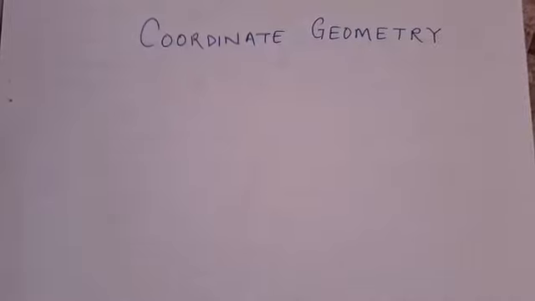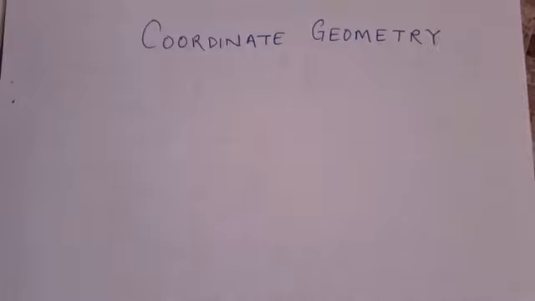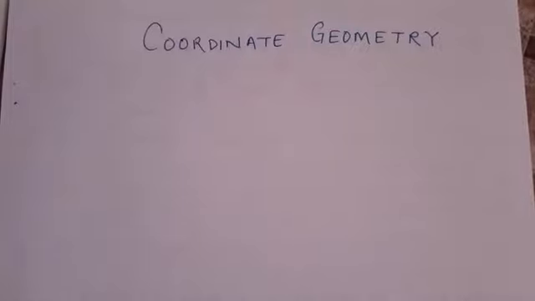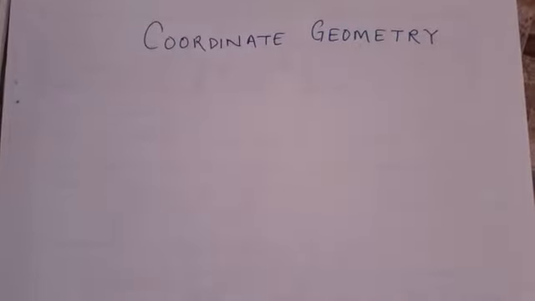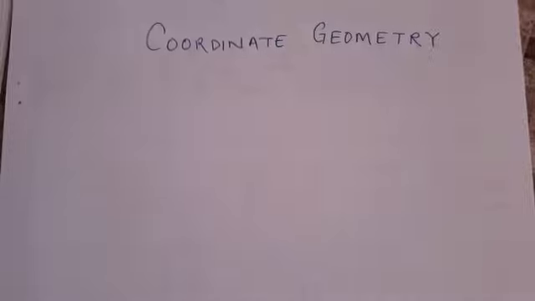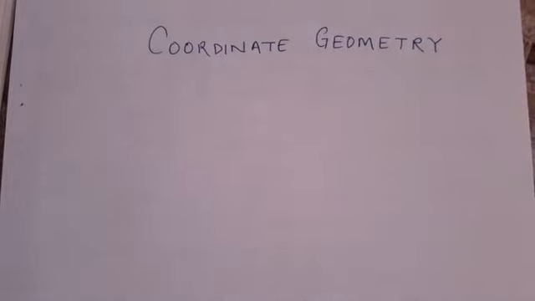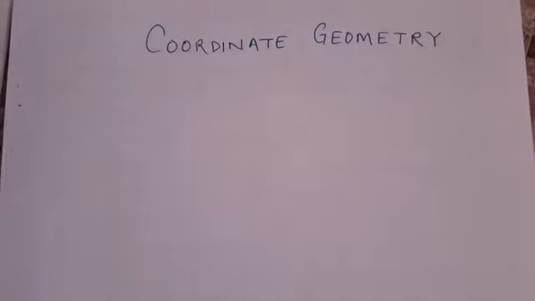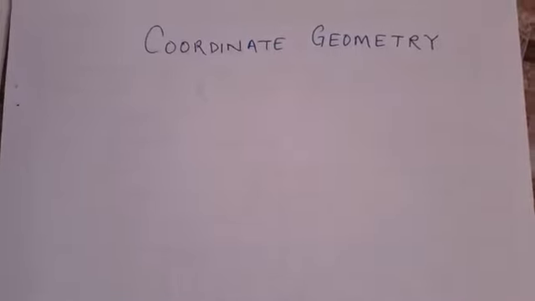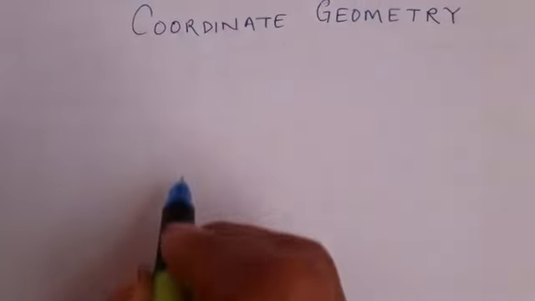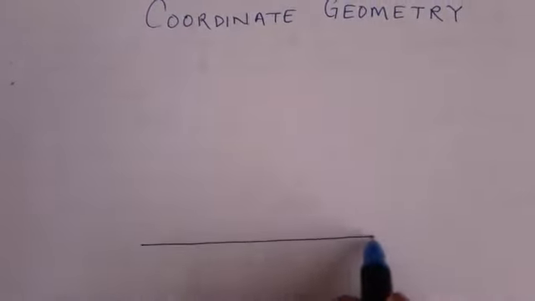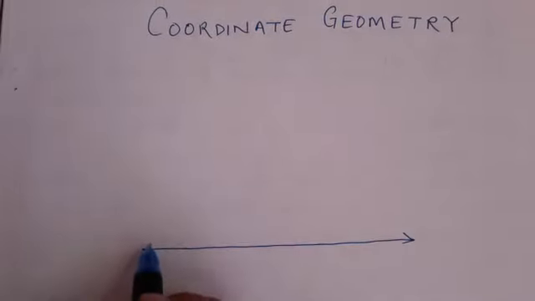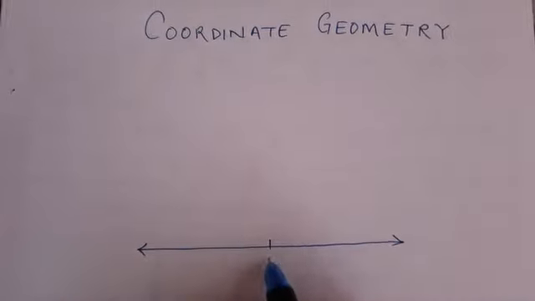Okay, suppose you are provided with a plane and you have to plot a point on that plane. At that time you cannot plot a point with the limited ideas of the number line only. So you need more lines to represent the position of the point. Suppose you are given a number line and you have to plot a point.